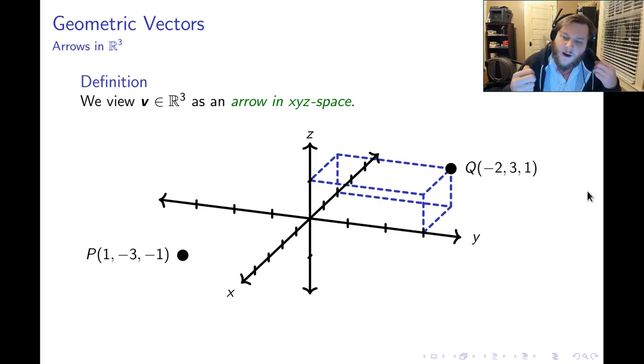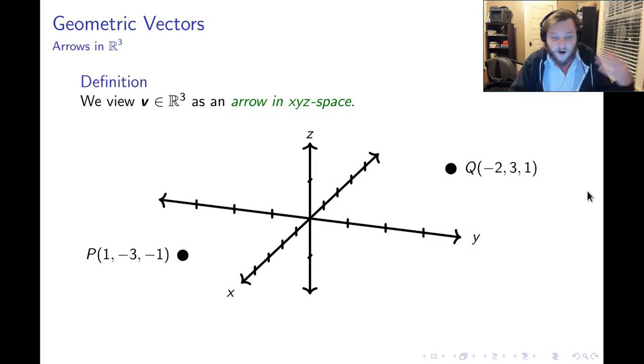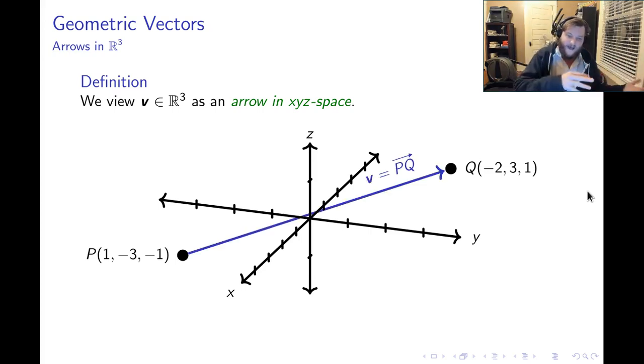And again, finding the coordinates of a particular location in 3 space is really similar to finding the location of a point in 2 space, except now we just have another coordinate to think about, which is represented by the z-axis. So a vector in R3 is viewed as an arrow in xyz space, and each arrow has a tip and a tail. So if we wanted to, we could use the points that we're working with here to construct a vector that emanates from 1, -3, -1, and that terminates at -2, 3, 1.